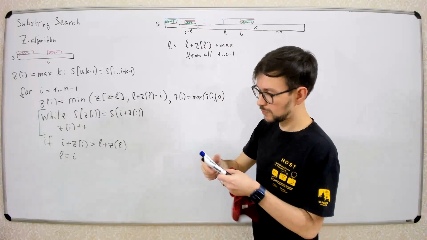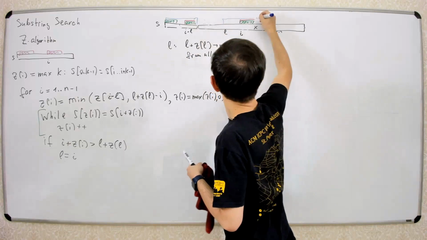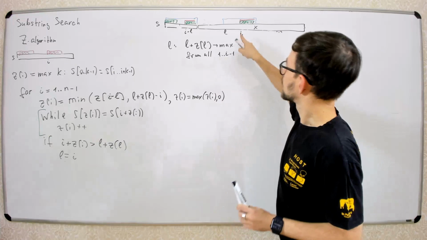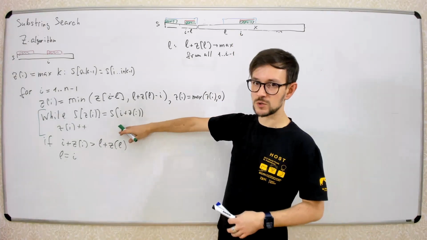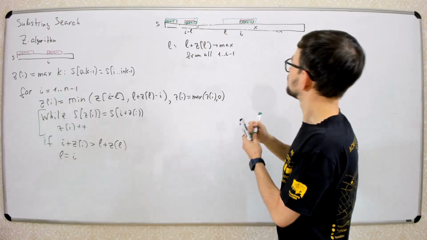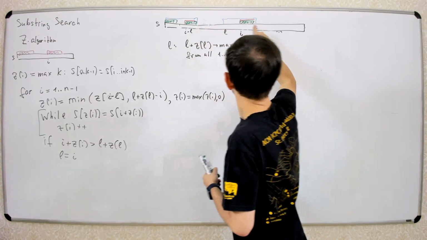When you have blue string to this position and blue string to this position. Okay. So you may only have iterations of this while loop when you reach the end here.